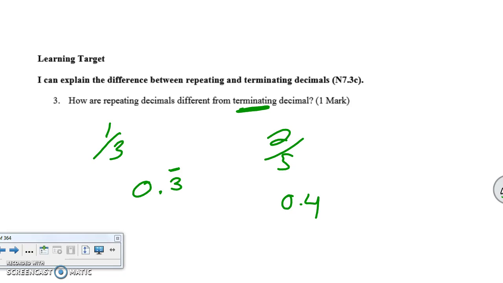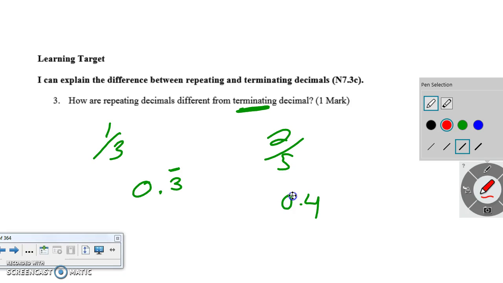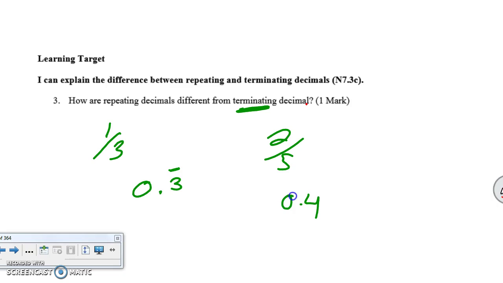So if you know the difference, you wrote something down that says terminating decimals end, then you can give yourself a mark out of 1.